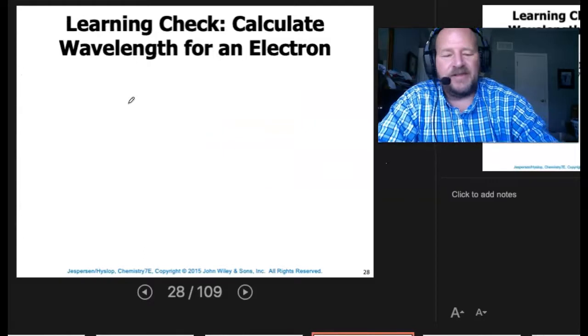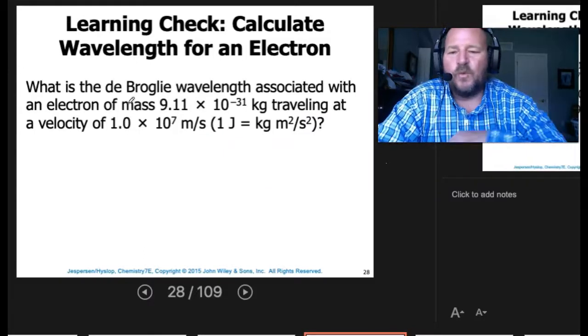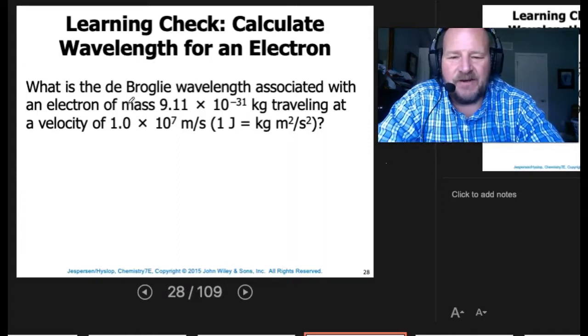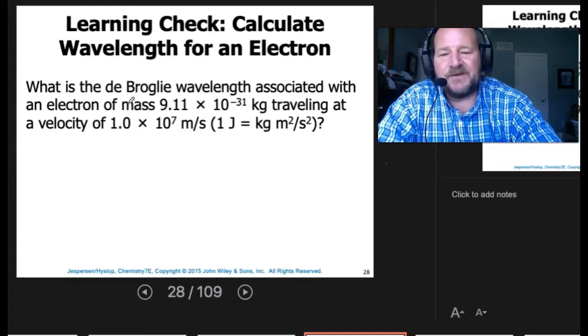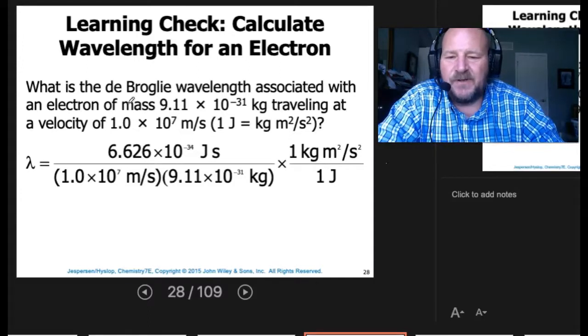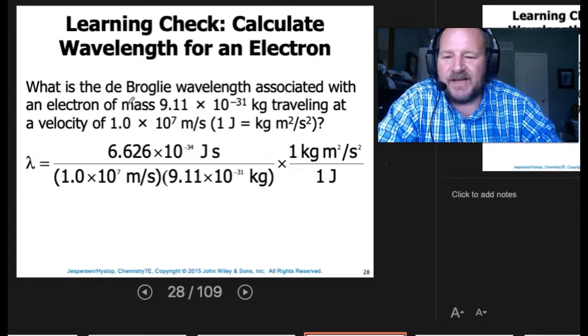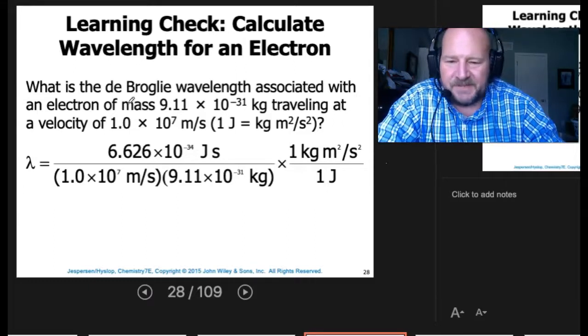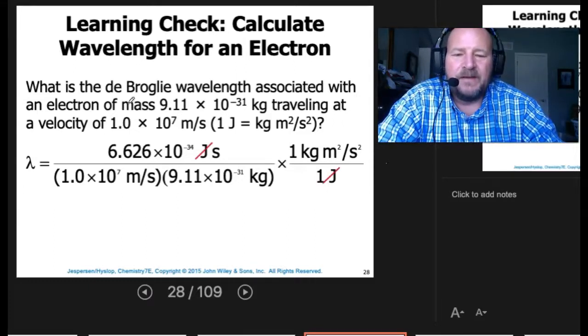All right, so calculate the wavelength for an electron. What is the de Broglie wavelength associated with an electron of mass 9.11 times 10 to the negative 31 kilograms, traveling at a velocity of 1.0 times 10 to the 7th meters per second? So lambda would be equal to h over, and then we're told the velocity is 1.0 times 10 to the 7th times, excuse me, times the mass, 9.11. Okay, joules will cancel out.